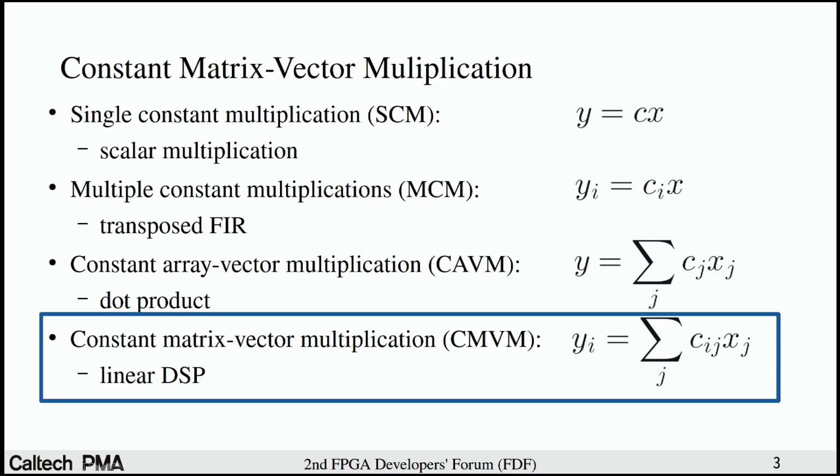There's also the non-transposed FIR, which is basically a vector dot product between a constant vector and a variable vector. And we have the most general form, which is CMVM: a constant matrix times a variable vector, which is a general linear DSP operation. We are focusing on optimizing this kind of operation on chip, which is the predominant part of fast neural networks if you implement them on the FPGA.